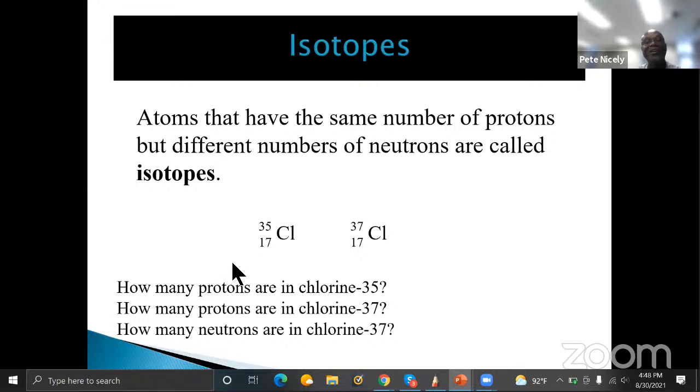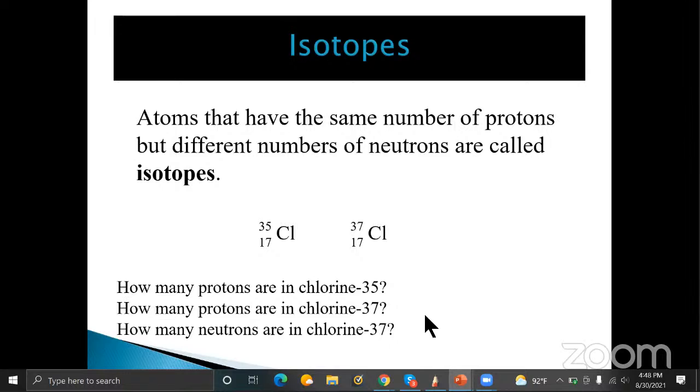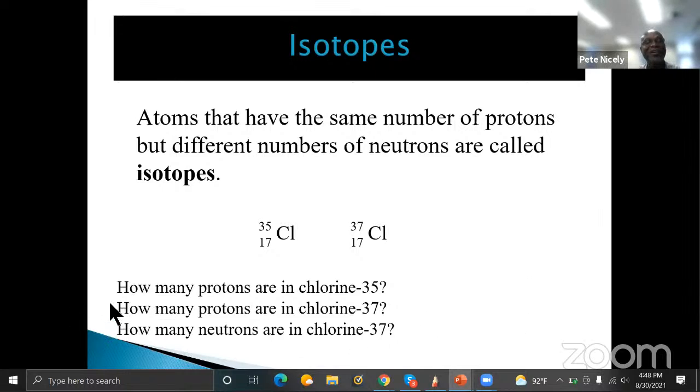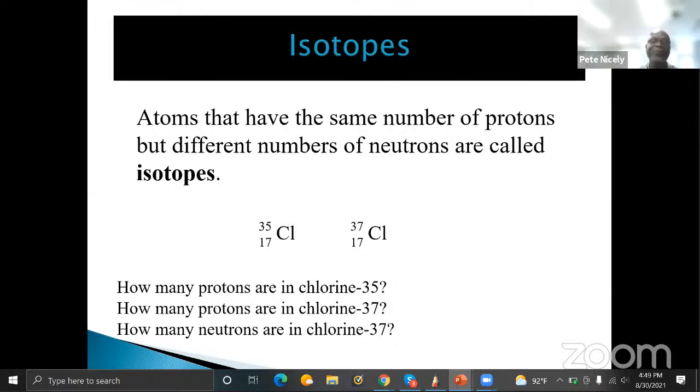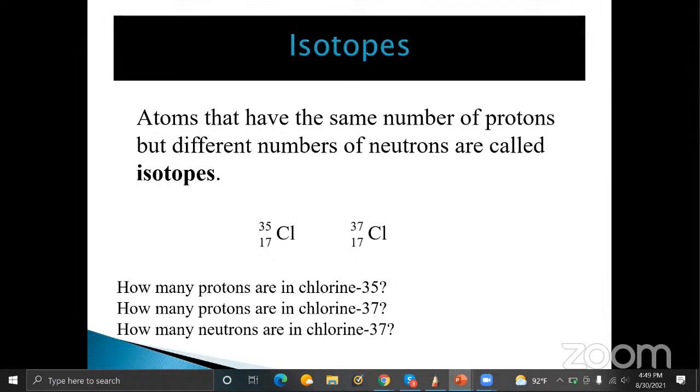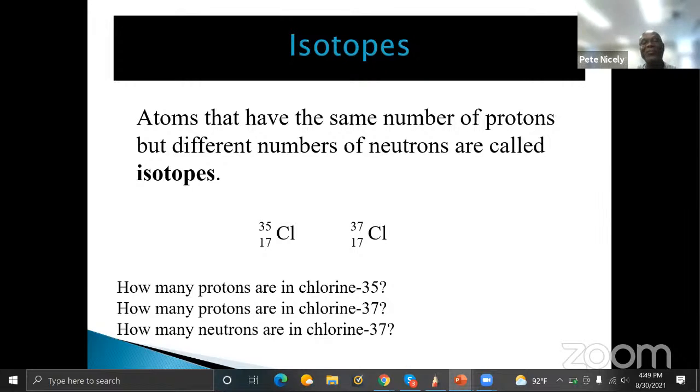Okay, so based on the information that is provided here, we should be able to answer these questions. So let me turn it over to you. First question is, how many protons are there in chlorine 35? So what's the answer to that question? How many protons are there in chlorine 35? 17. Very good. And how many protons are there in chlorine 37? 17, exactly.